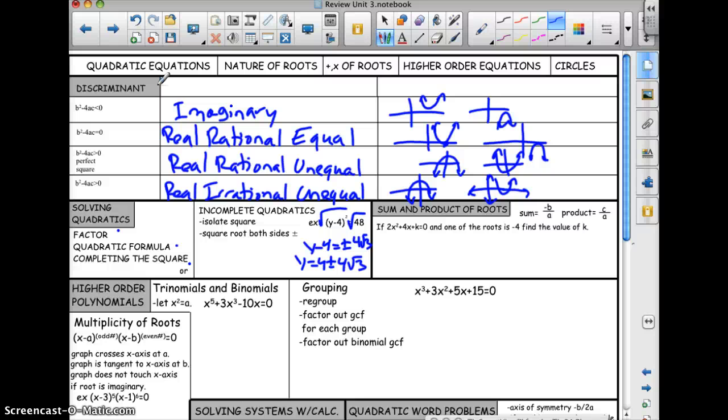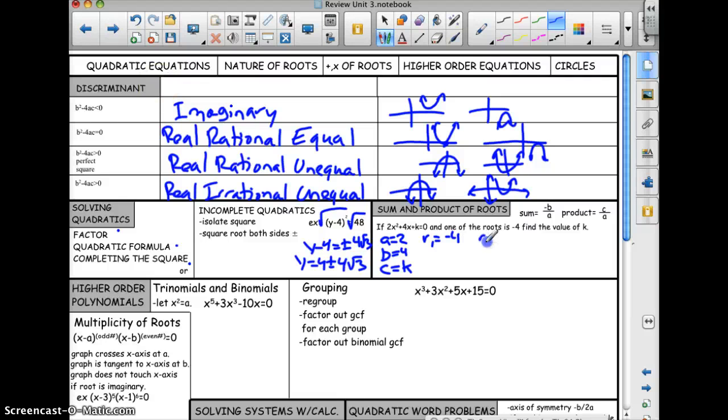However, more frequently you'll see something like this, 2x squared plus 4x plus k equals 0, and one of the roots is negative 4. Okay, so I know that a is 2, b is 4, c is k. I also know, we'll say R1 is negative 4. All right, so I'm going to start out with the sum because I've got b and a.